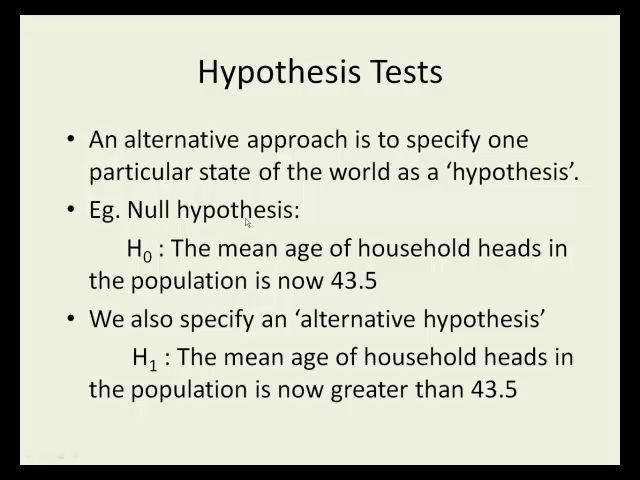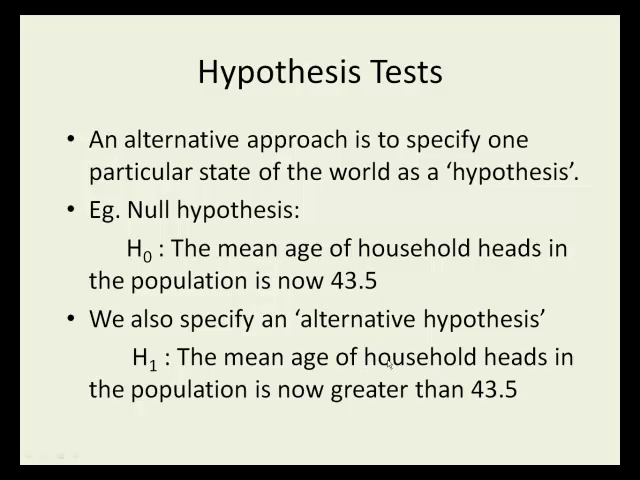We have to specify what's going to happen if we do find that this makes our observation unacceptably surprising. In that case, we would reject this, and we'd accept instead that the mean age of the household is now greater than 43.5. So I'm specifying here in advance that I'm only going to reject this if I find a value which is way over 43.5. I'm not going to reject it if I find something which is way under. Because for some reason, maybe I have theoretical reasons or other evidence is telling me that if this has changed, it's only gone up.